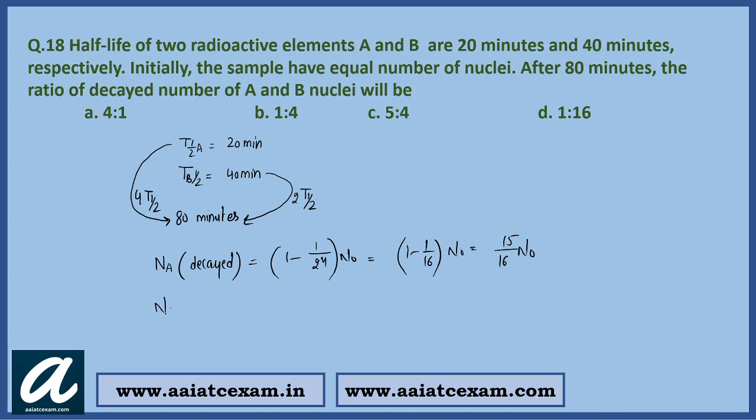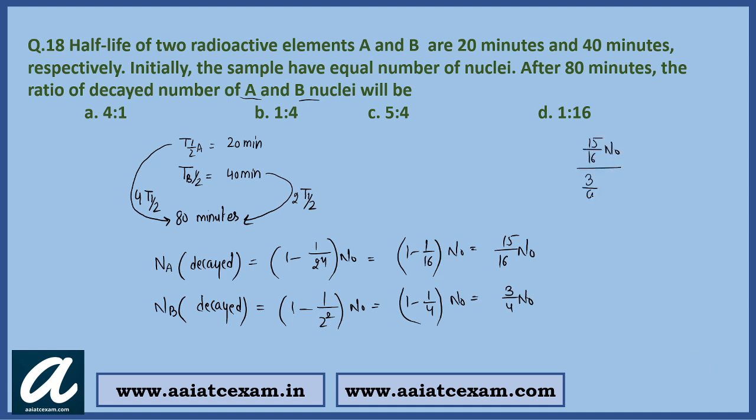Now students, for this B, can I calculate how much this B element has decayed? So 1 minus, how many half-lives were there? There were 2 half-lives. Students, this will be equal to 1 minus 1 by 4 times N naught. So this is equal to 3 by 4 times N naught. Let me calculate the ratio of these two. I have to calculate the ratio of A to B. So A was 15 by 16 N naught and B was 3 by 4 N naught.